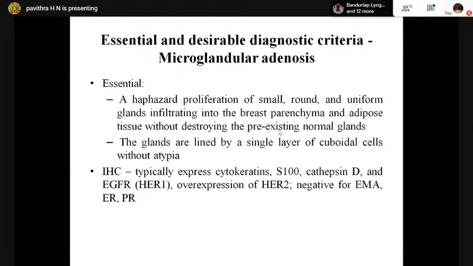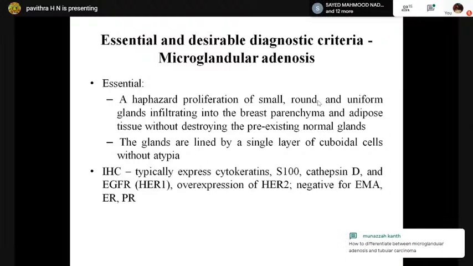And even this one, microglandular adenosis, also has these criteria. So essential criteria is same, haphazard proliferation, small round uniform glands. Adipose tissue and breast parenchyma, both of them will be infiltrated, but they do not destroy the pre-existing normal glands. And they have single layer of cuboidal cells. They don't have atypia. You can use IHC. They typically express cytokeratins, S100, cathepsin D, EGFR or HER1, overexpression of HER2. They are negative for EMA, ER, and PR.